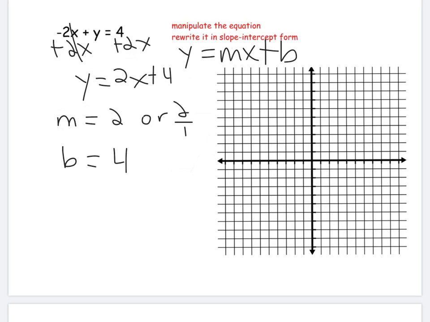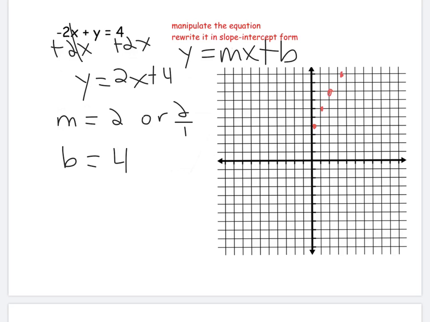So if I were to graph this, I would start at 4. So 1, 2, 3, 4. There's my y-intercept. And then my slope is 2 over 1. So that means I'm rising 2, and I'm going to run or go over 1. So up 2 over 1. Up 2 over 1. Now, I've finished my graph that way.